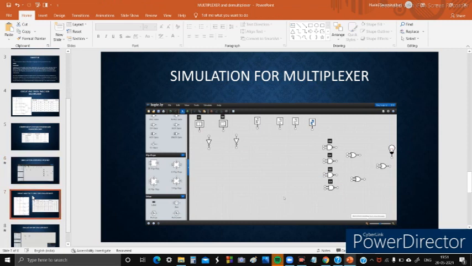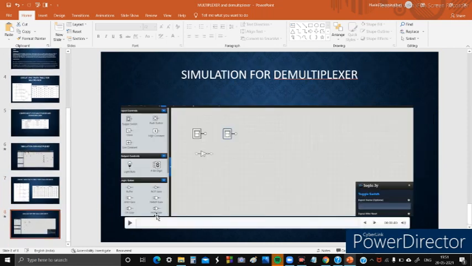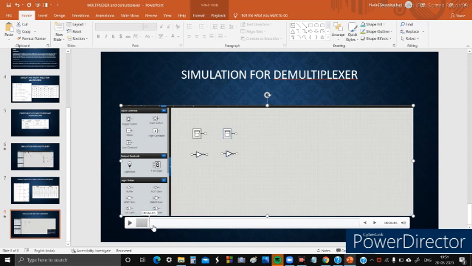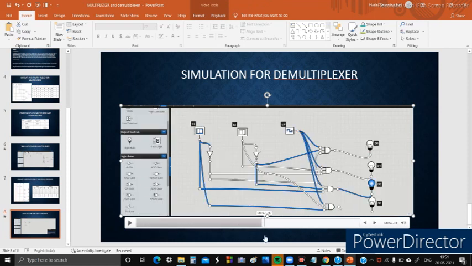Now we are moving to the circuit and truth table for demultiplexer. In demultiplexer, we are using 4 AND gates, 2 NOT gates, and an input line. Simulation for demultiplexer. As we said earlier, we are using 2 switches, 1 clock pulse as an input, 4 bulbs, 4 gates, and 2 NOT gates.